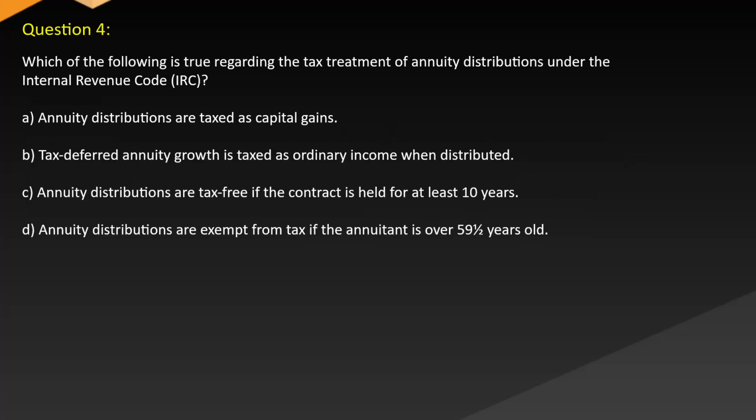Question 4. Which of the following is true regarding the tax treatment of annuity distributions under the Internal Revenue Code? A. Annuity distributions are taxed as capital gains. B. Tax-deferred annuity growth is taxed as ordinary income when distributed. C. Annuity distributions are tax-free if the contract is held for at least 10 years. D. Annuity distributions are exempt from tax if the annuitant is over 59½ years old.